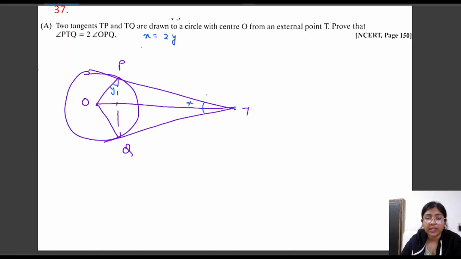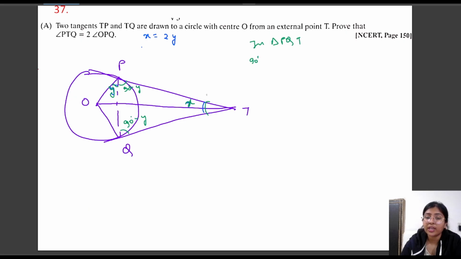Okay, see the solution. Let this complete angle be x and this angle be y. If this is y, this will be 90 minus y because the radius and tangent are perpendicular to each other, so their sum must be 90. The length of the tangents drawn from an external point are equal to each other. It means PT is equal to TQ. So if this is 90 minus y, this is also 90 minus y. Yes or no?